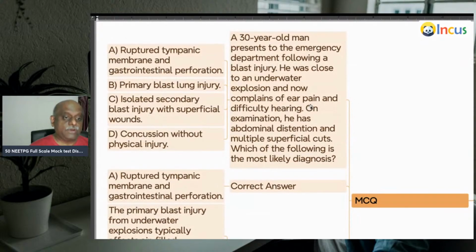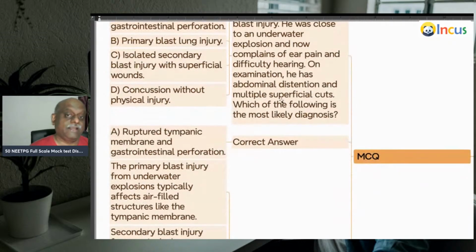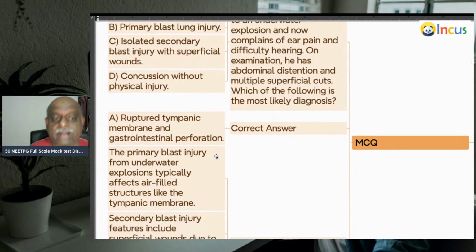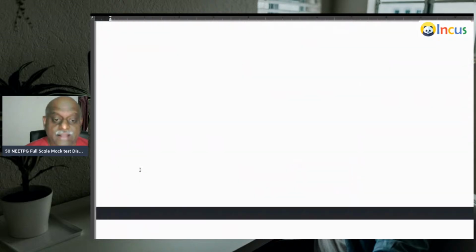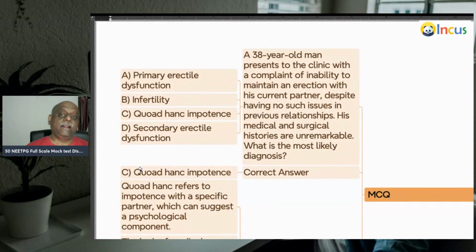30-year-old man comes to emergency. He was close to an underwater explosion. Now he has ear pain. He has abdominal distension. So what is he having? Ruptured tympanic membrane and gastrointestinal perforation. So the primary blast injury from underwater explosion typically affects air-filled structures like the tympanic membrane.